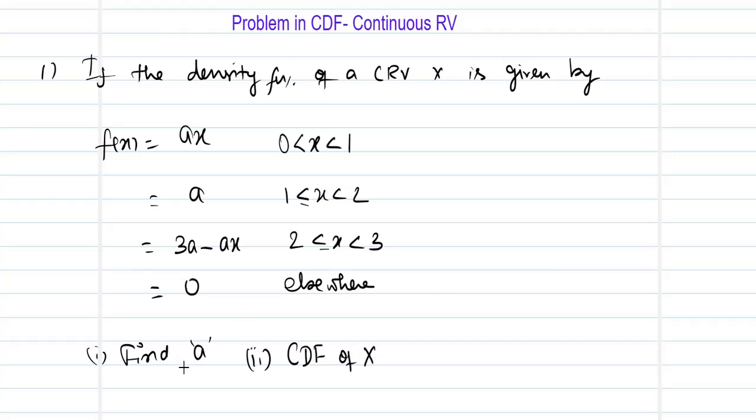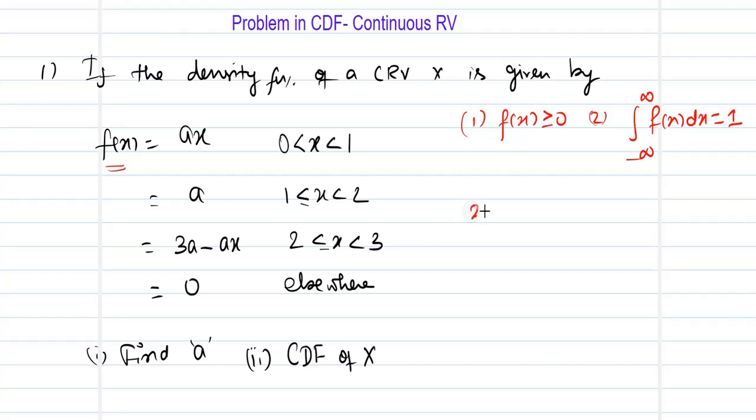We will see what concepts are applied to get the value of a and the CDF. Recollect the formula. The probability density function, PDF, has to satisfy two conditions, namely f of x is greater than or equal to 0, and the integral from minus infinity to infinity of f of x dx must add up to 1. So to find the value of a, since a is involved in f of x, we can use the condition that when we integrate f of x dx from minus infinity to infinity it is 1, and then estimate the value of a.